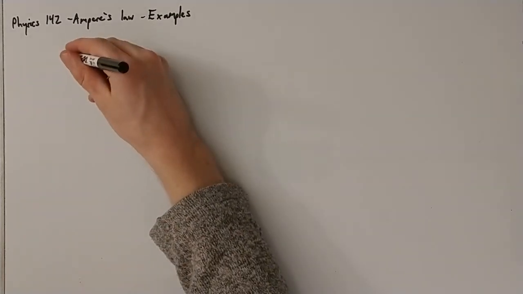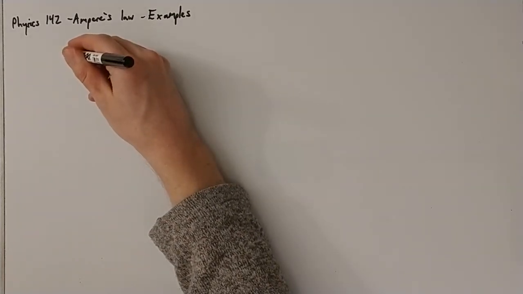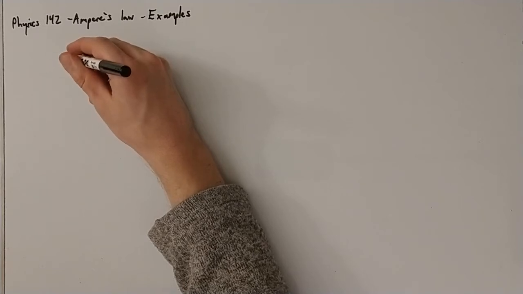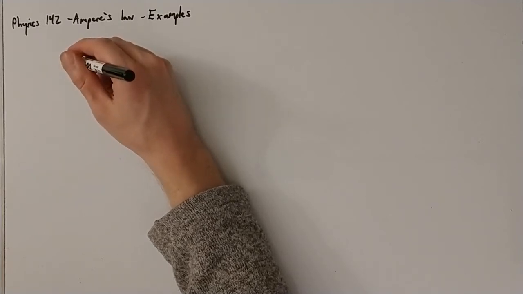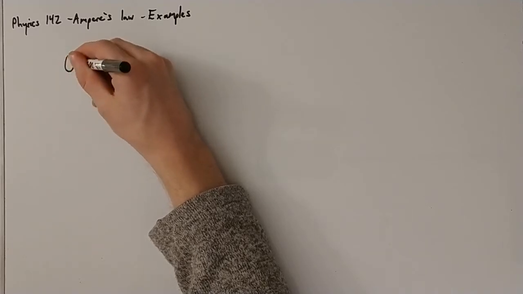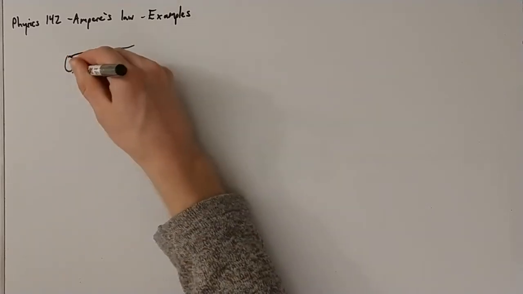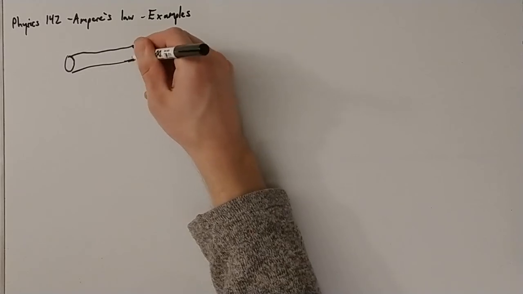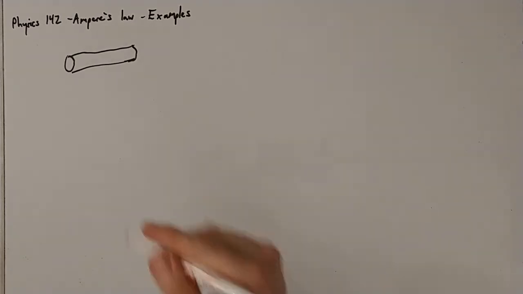So the example that I want to do is I want to think about a wire, and I want to think about a wire that's going to be a cylinder. So we'll think about some cylinder wire. All right, so here is my wire. It's a cylinder. It's going to have some magnetic field going around it, and we're going to have current running through it.